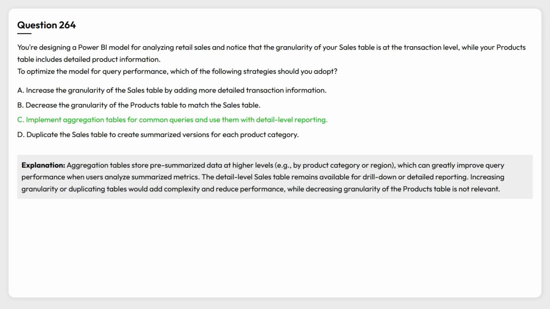Aggregation tables store pre-summarized data at higher levels, for example by product category or region, which can greatly improve query performance when users analyze summarized metrics. The detail level sales table remains available for drill down or detailed reporting. Increasing granularity or duplicating tables would add complexity and reduce performance, while decreasing granularity of the products table is not relevant.